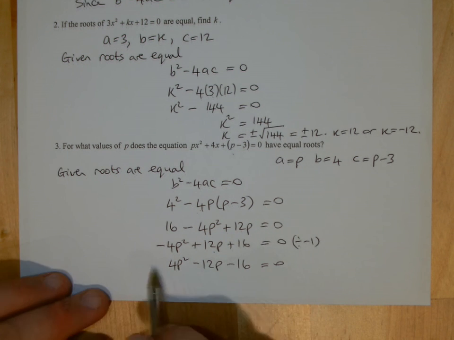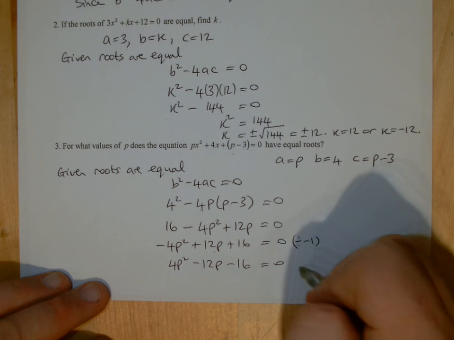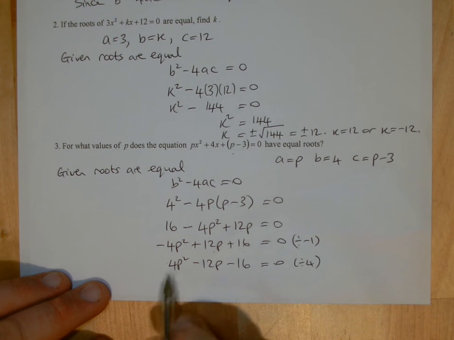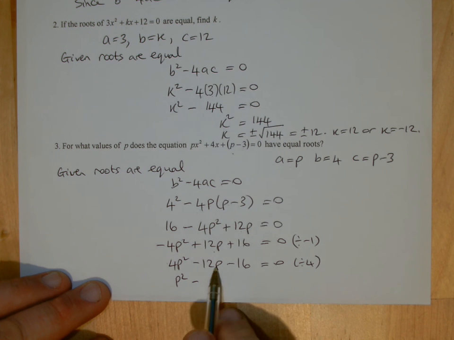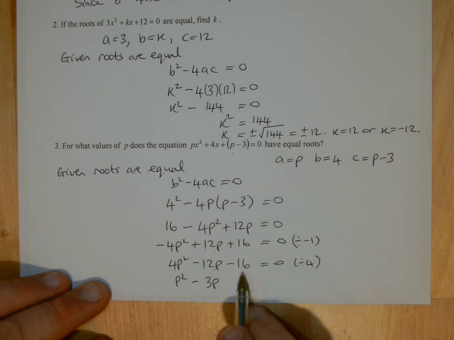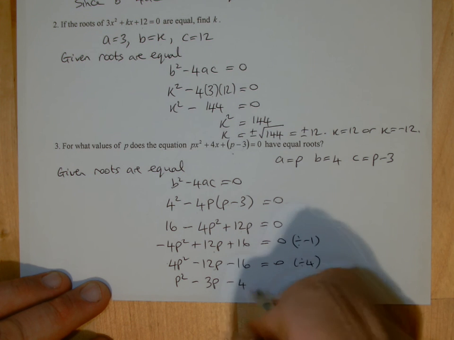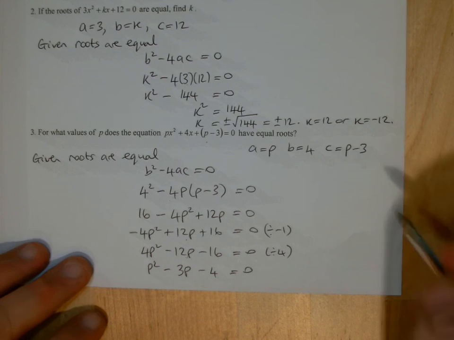Before we factorize though, you'll notice 4 is a common factor. So we can also divide through by 4. If I divide that by 4, 4 divided by 4 is 1, so that'll just be p squared. Divide this by 4, 12 divided by 4 is 3. Divide this by 4, I get 4. So I've got a lovely quadratic, which we can actually factorize nice and straightforward.